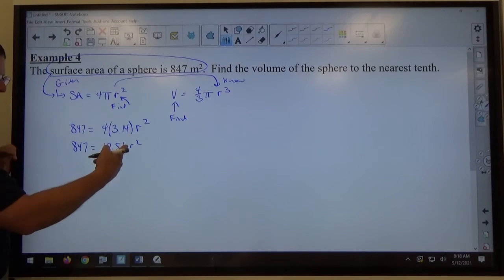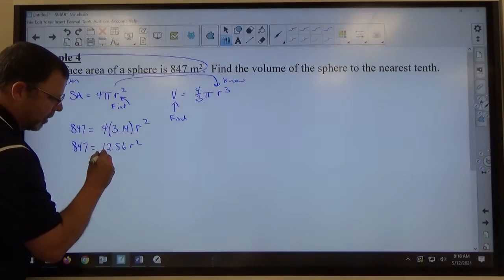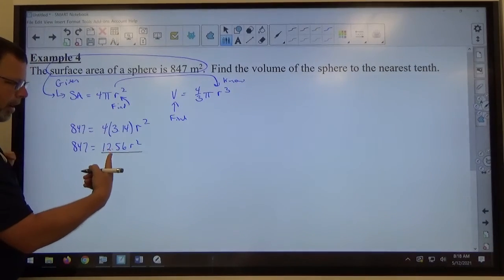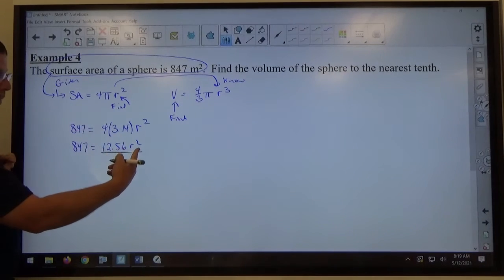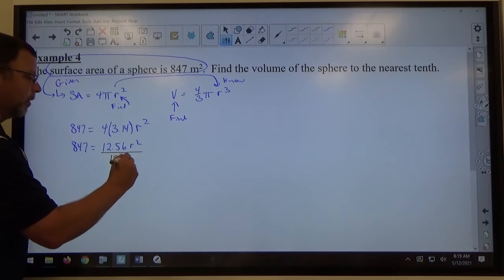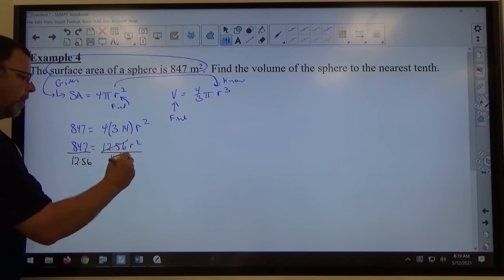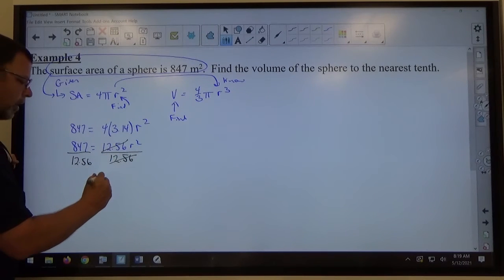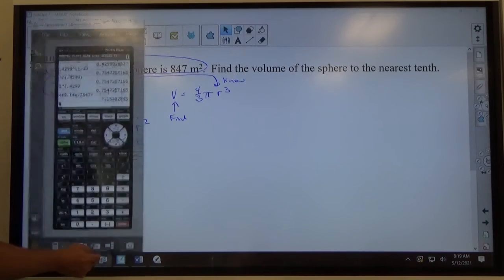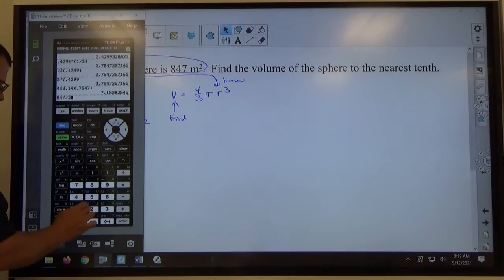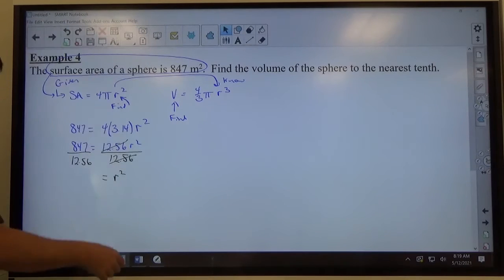Once again, I've got a variable attached to a number. I want the variable by itself. So again, this is kind of the picture that happens quite often in algebra, where number, letter, structure, even though the letter squared, letter cubed, whatever, if you want this letter object by itself, you got to divide by the number. So 12.56 divided by itself makes 1. So 1r squared, also known as r squared. And then we do 847 divided by 12.56, and that comes out to 67.4363.